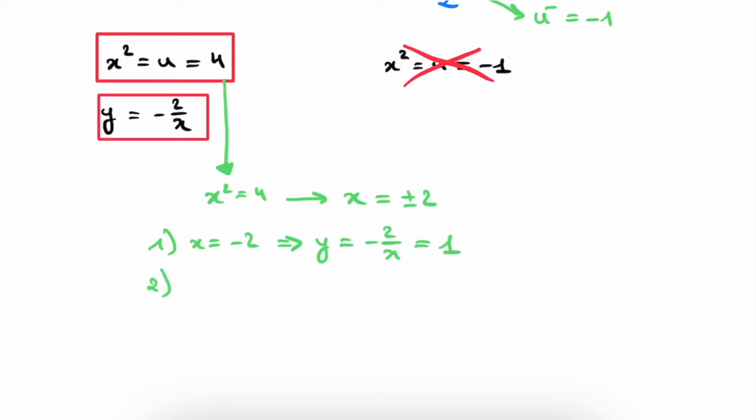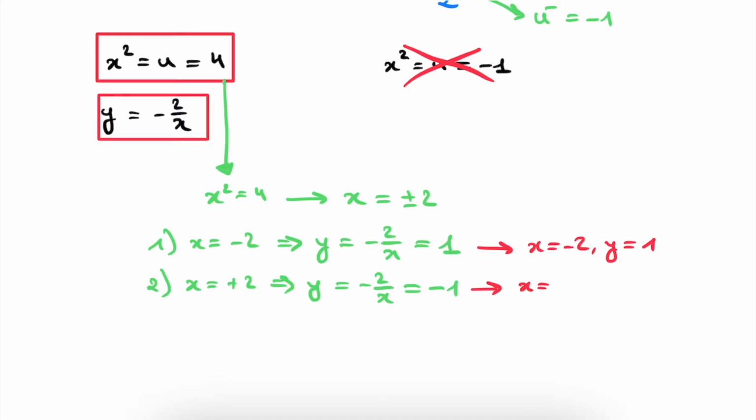And the second solution, when x is equal to plus 2, then we know, of course, that y is also equal to minus 2 divided by x, which is now equal to minus 1. And there we have our two solutions. So we have x is equal to minus 2 and y is equal to 1. And our second solution is x is equal to plus 2 and y is equal to minus 1. And there we have our two solutions for x and y.